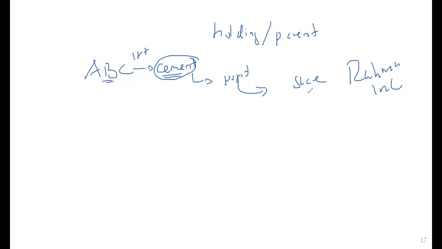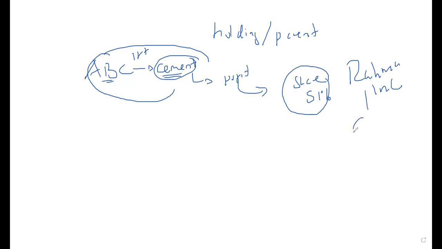Okay, so they buy, let's say they buy 51% shares. So what has just happened here? So now ABC, which is a cement company, holds 51% shares in this company, which is a clearing and forwarding company. So what is the relationship between these companies?